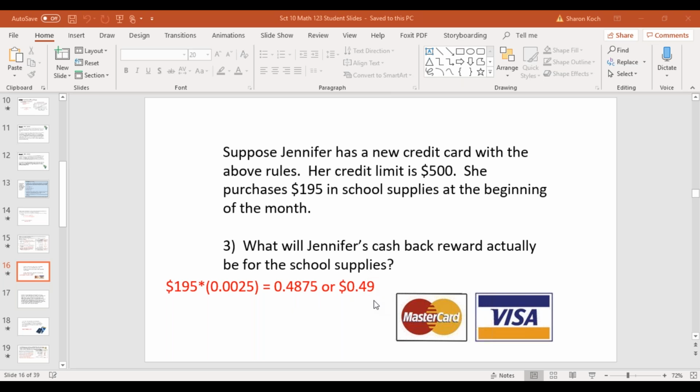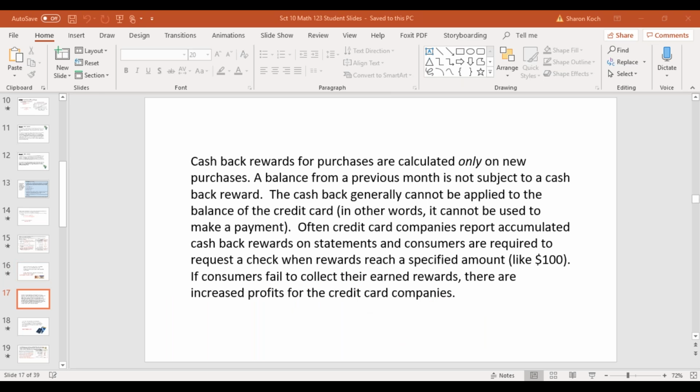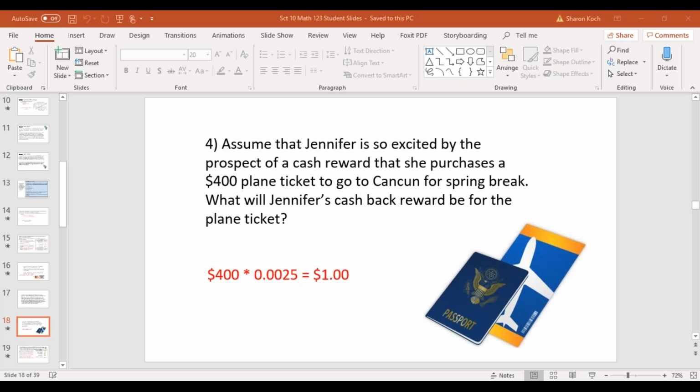So round it out to the nearest penny there. All right, so remember, cashback rewards are only on new purchases. Any previous balances don't count. All right, so assume that she's so excited by the prospects of these cashback rewards, she now purchases a $400 plane ticket for spring break.